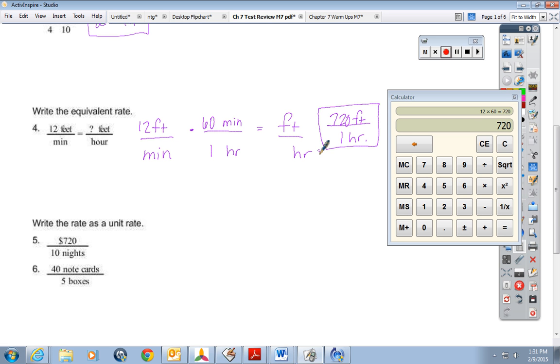If you didn't put them in that same order? Oh no, it would be wrong. It would be wrong, because 8 over 1 is not the same thing as 1 over 8.